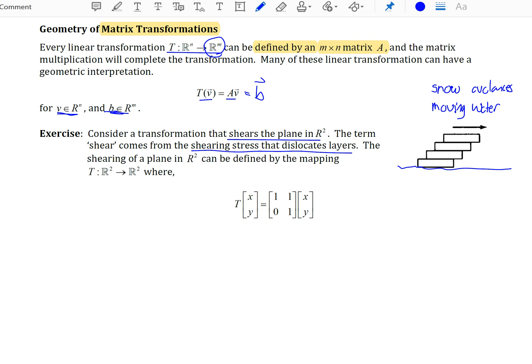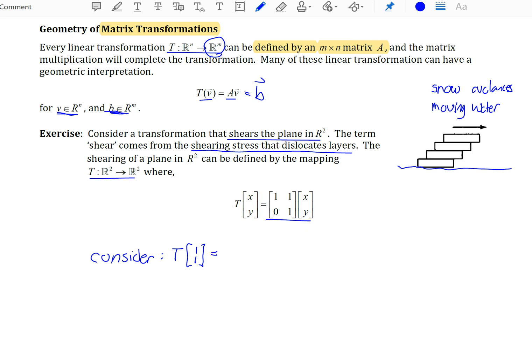The shearing of a plane in R2 can be defined by the mapping T going R2 to R2, where T of some element in your domain is transformed by this matrix multiplication. To get an idea how this works, let's consider a couple of examples. Let's maybe look at T of (1, 1). I pulled that out of nowhere just as an example to start.